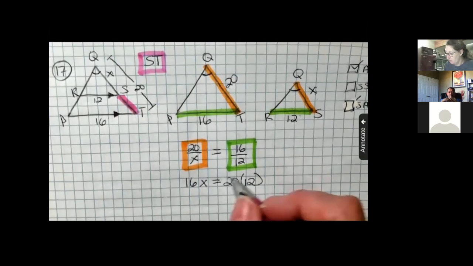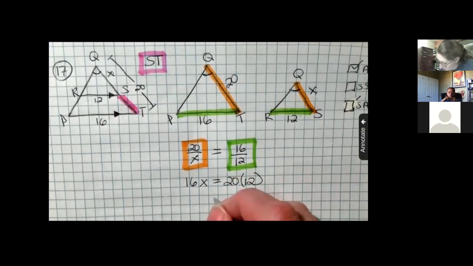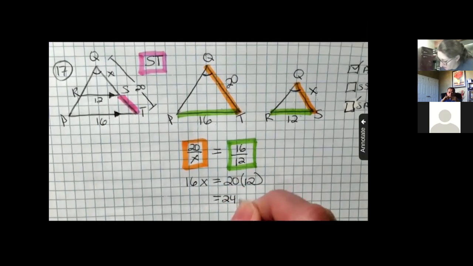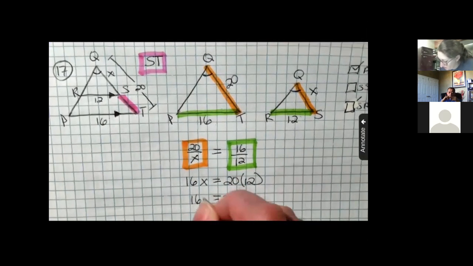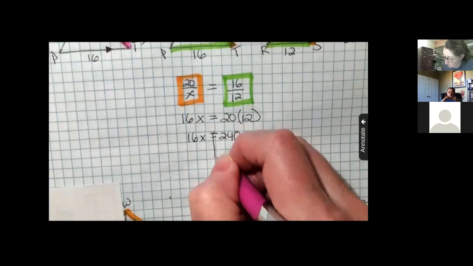Okay, I have to multiply these. These look like big numbers, but if you take the 0 away and just say 12 times 2, that's 24, and then add the 0. And then you have 16x. And now you're just going to divide.